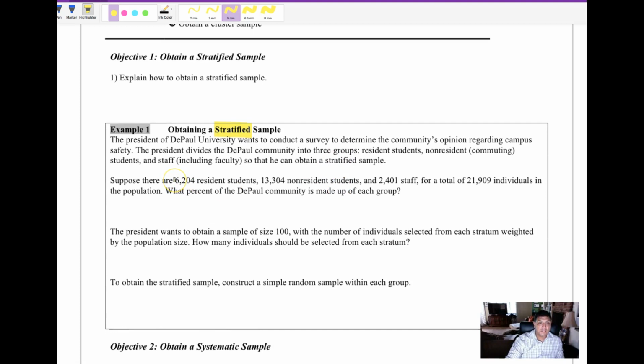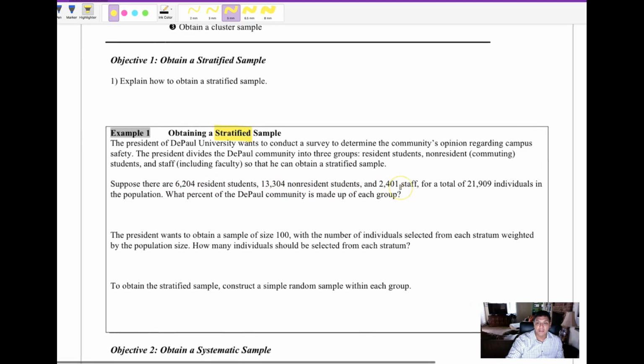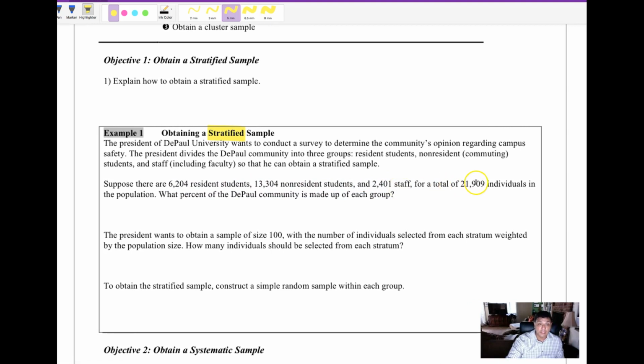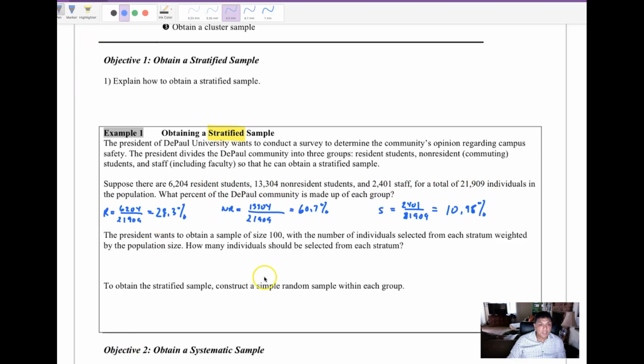Suppose there are 6,000 residents, 13,000 non-residents, and 2,000 staff for 21,000 individuals. What percent of the community is made up of each group? That's an easy question to answer. Just go ahead and divide 6,000 by 21,000, 13,000 by 21,000, and so forth. So let's go ahead and do that calculation. So there's the calculations for the percent of each stratum. We're breaking it into groups, stratum.